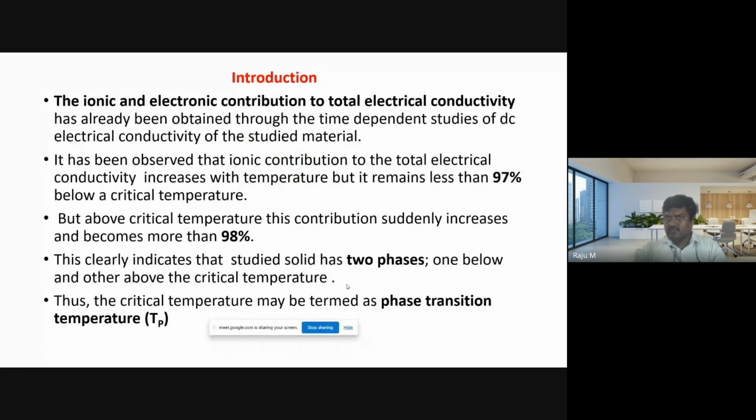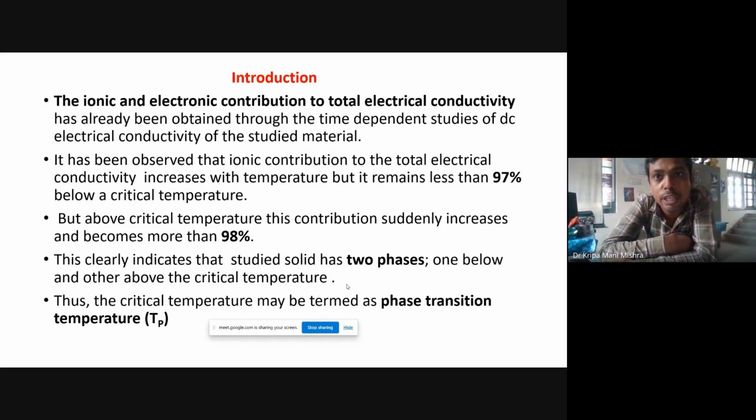So, introduction. The ionic and electronic contribution to total electrical conductivity has already been obtained through the time-dependent study of DC electrical conductivity of the studied material. It has been observed that the ionic contribution to the total electrical conductivity increases with temperature, but it remains less than 97% below the critical temperature. The critical temperature may also be called the transition temperature. Above the critical temperature, this contribution certainly increases and becomes more than 98%. This clearly indicates that the studied solid has two phases, one below and another above the critical temperature. Thus, the critical temperature may be termed the phase transition temperature.